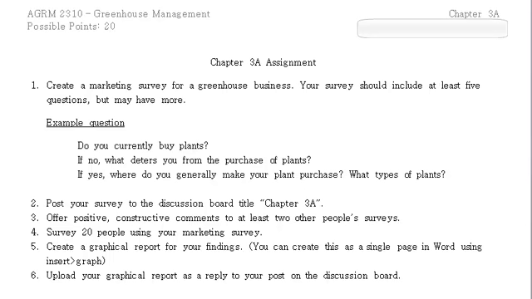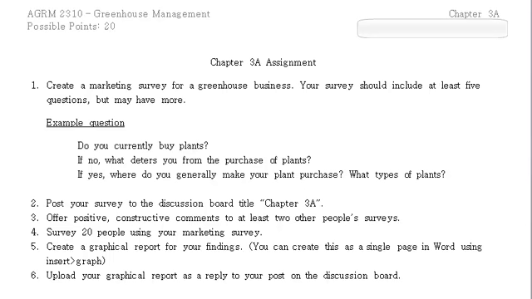That's just one example. Then you want to take your 5 questions and survey 20 people using the survey that you developed. These 20 people can be anyone that you think would be potential customers. In the past, students have used other people in their classes, but you need to identify 20 people and ask them those questions for your marketing survey.